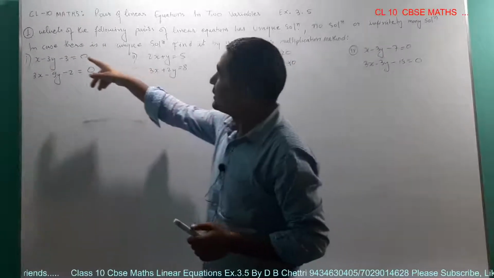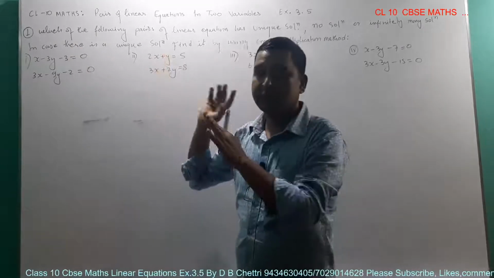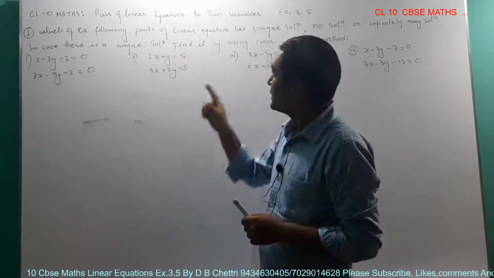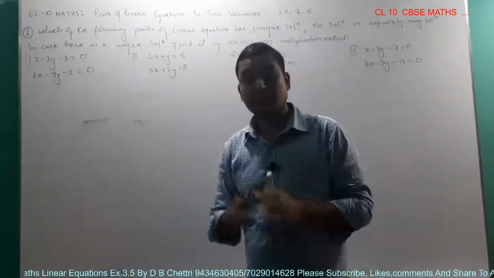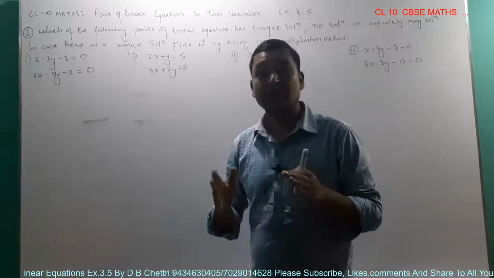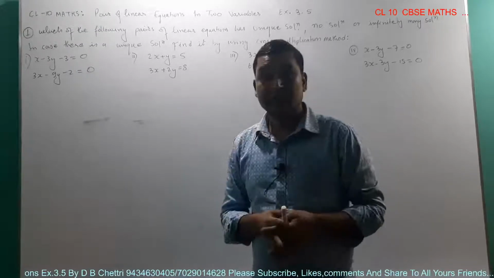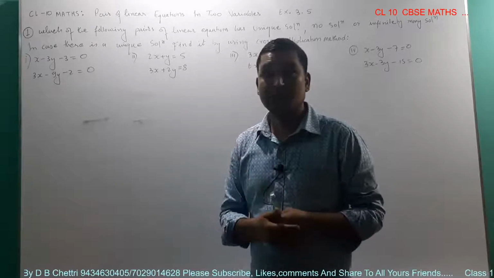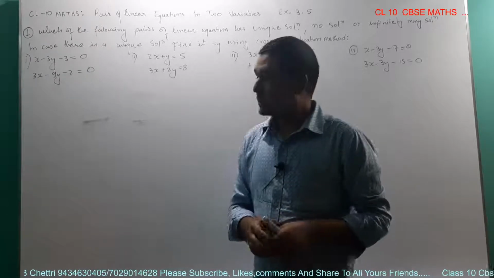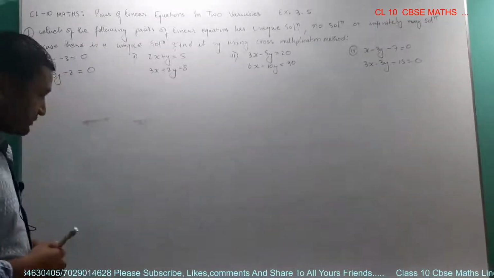In case there is a unique solution, then find it by using cross multiplication. The question asks to solve the pair of equations by the cross multiplication method. Today we are going to learn this new method. First I will do it step by step, then I will show you how to do it the shortcut way. Now let me start. Let me explain by solving this question.